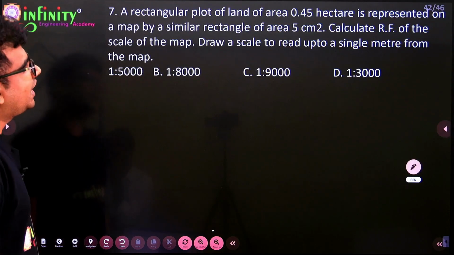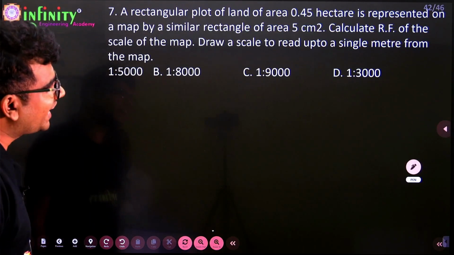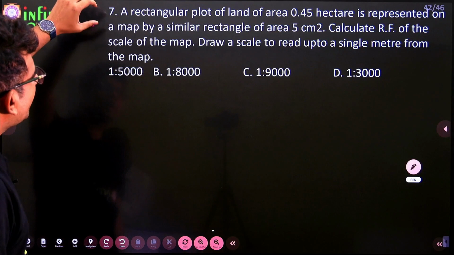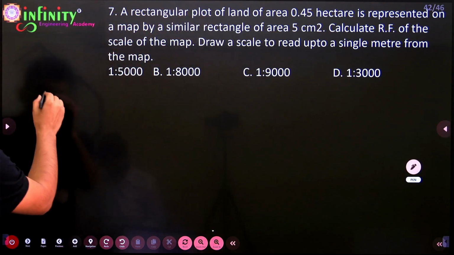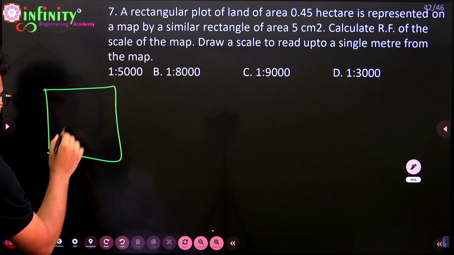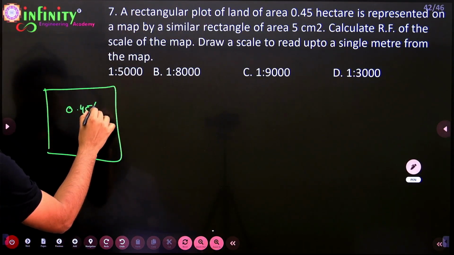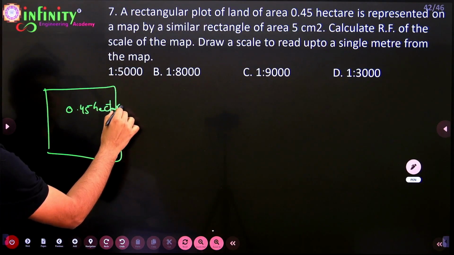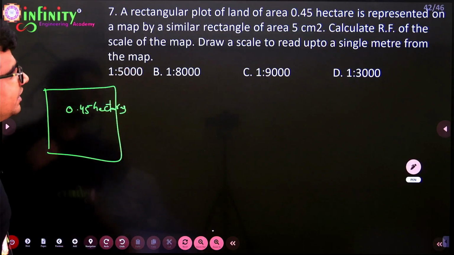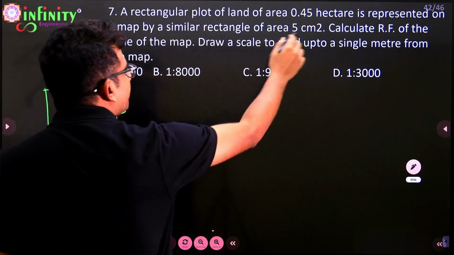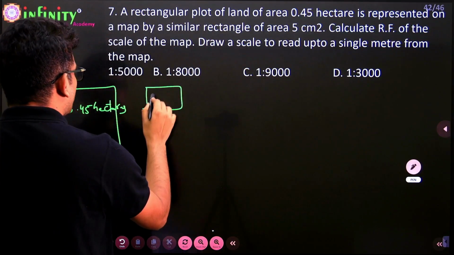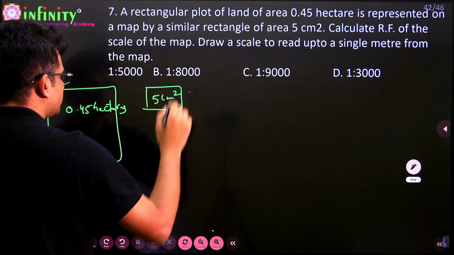A rectangular plot of land of area 0.45 hectares is represented on a map by a similar rectangle of area 5 centimeters square. So you have a plot, and this plot area is 0.45 hectares. And then they are saying you have a map, and the area of the map is 5 centimeters square.